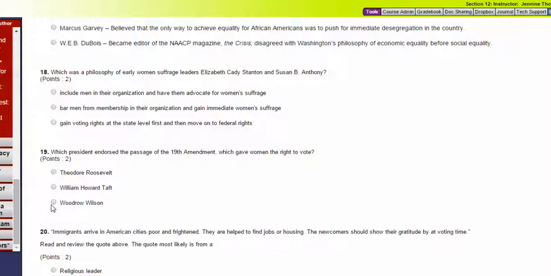Which president endorsed the passage of the 19th Amendment, which gave women the right to vote? Theodore Roosevelt, William Howard Taft, or Woodrow Wilson?